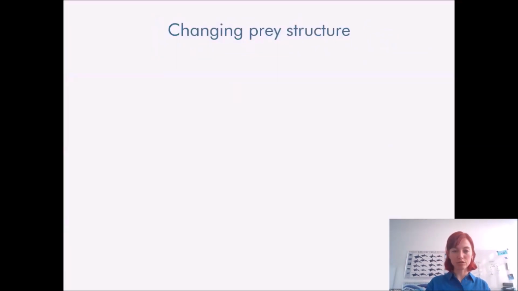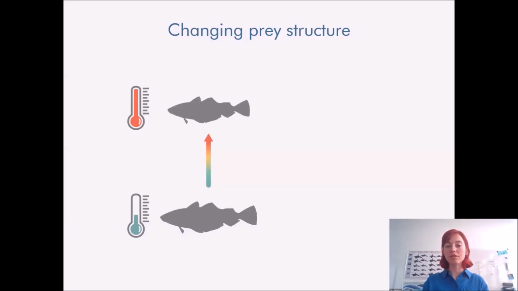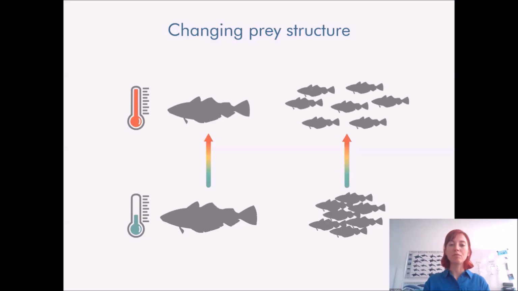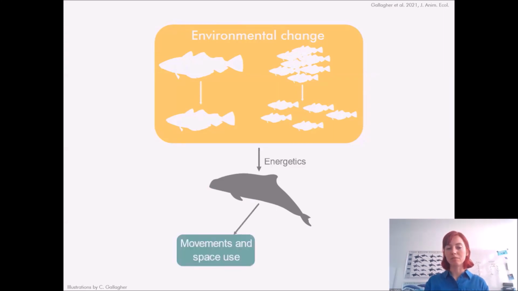So we focused in on two different potential changes in prey structure that are both expected with increasing temperature. So these could be observed decreases in fish adult body mass and also potential changes in the distribution, like spatial distribution behavior of fish communities. So we took these two changes in prey structure, plugged them into the energy budget model, and evaluated their impacts on movements in space use and also the population dynamics of porpoises.